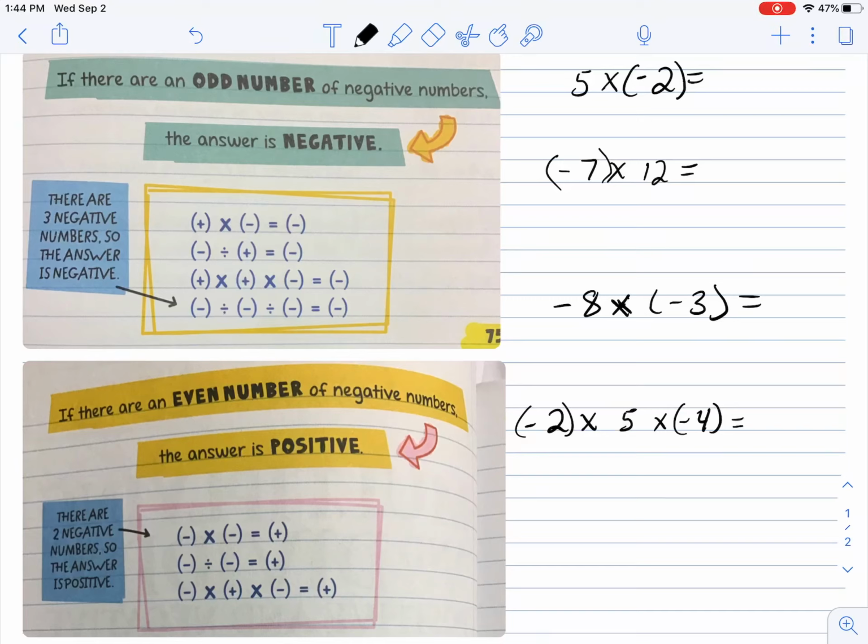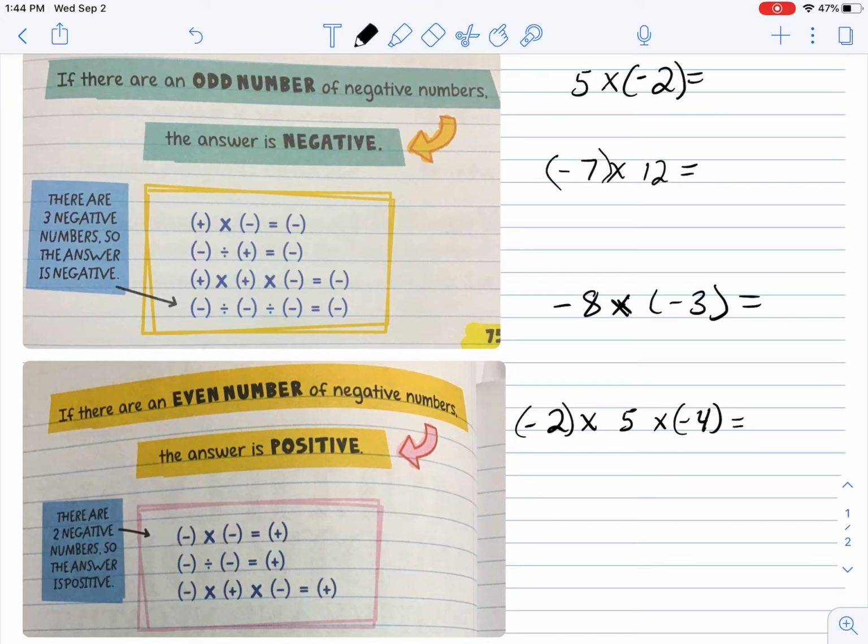Okay, now we're going to look at multiplying and dividing positive and negative numbers. So these are all classified under integers. We're also going to expand this to decimals as well. So all rational numbers.